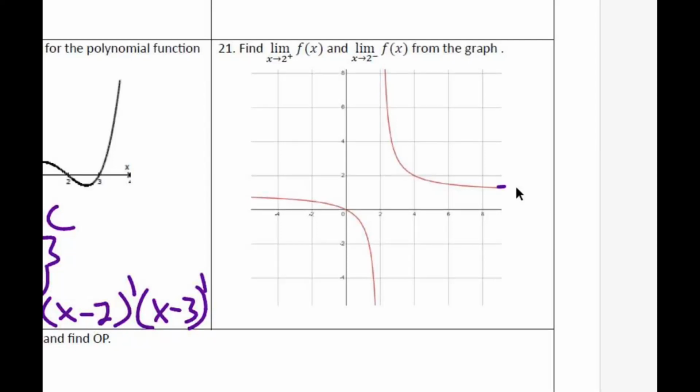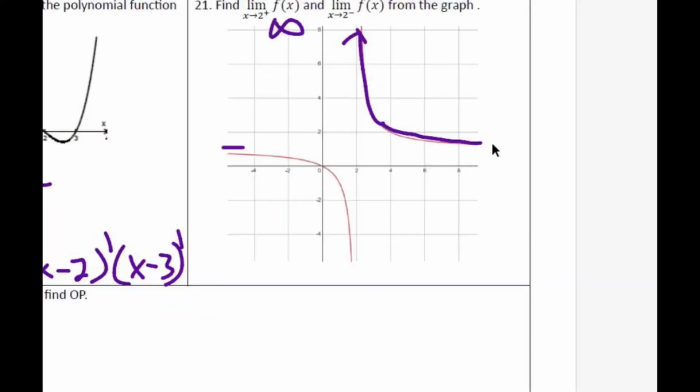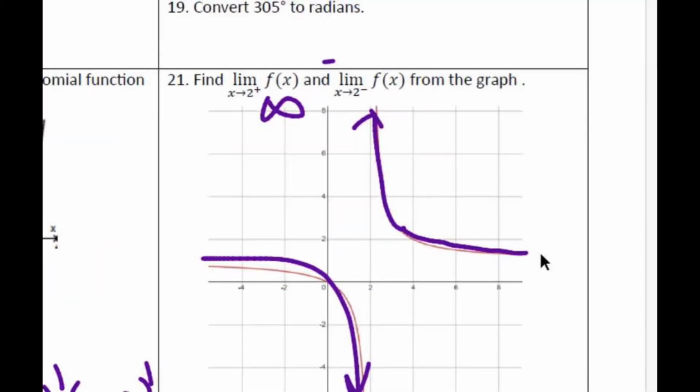Here we're looking for the limit as x approaches 2 from the right. As we come from the right this way, we are going to positive infinity, so this one right here we would say is positive infinity. And as we approach 2 from the left, we're going down to negative infinity.